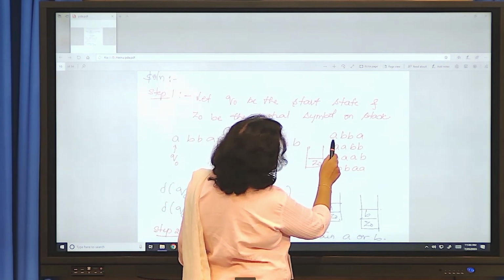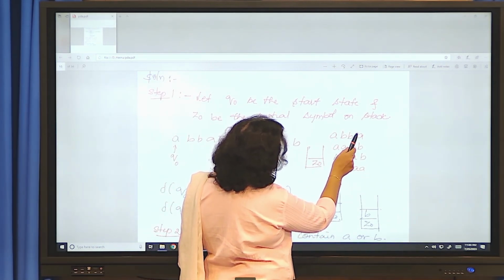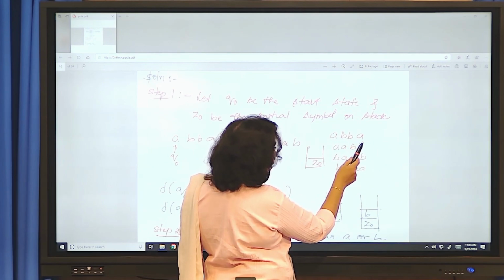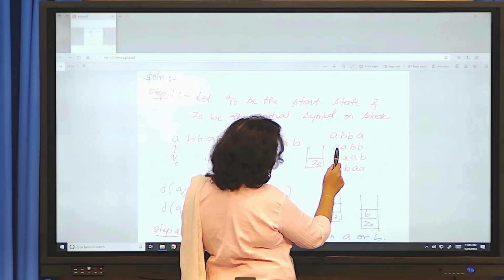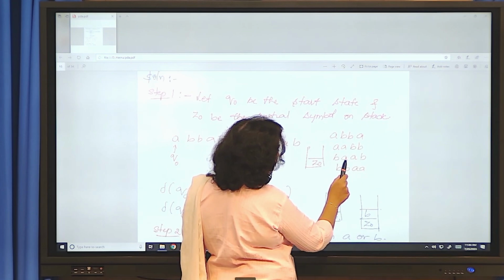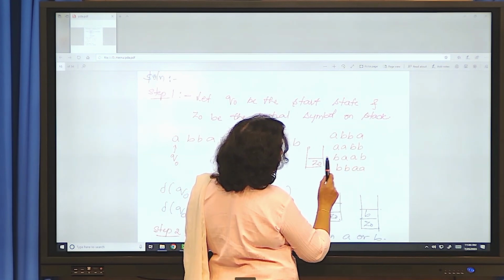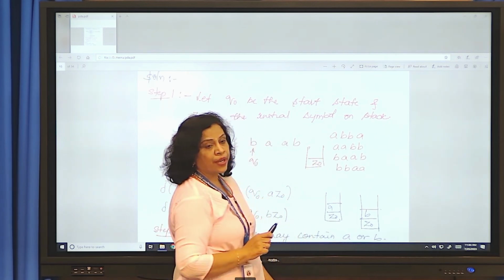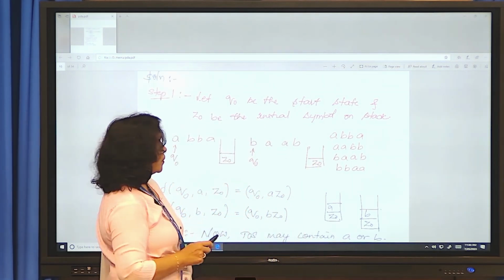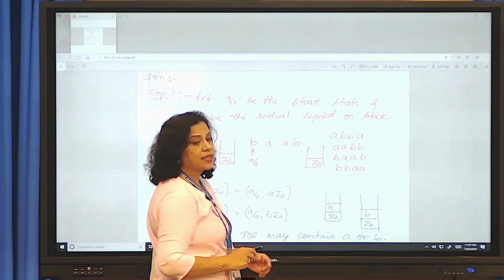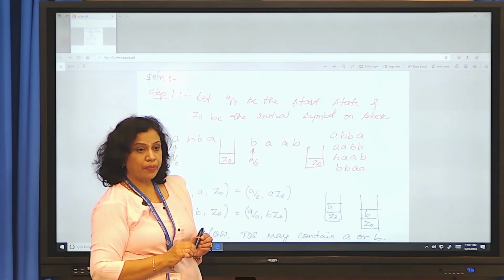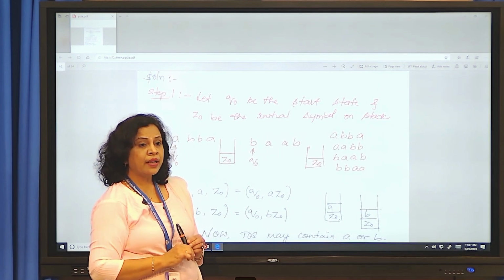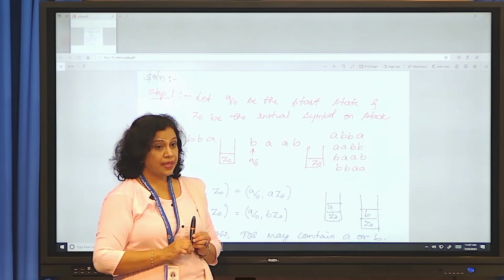See, the strings can be like this: a b b a. There are two a's and two b's, and those can come in any order: a b b a, b a b a, b b a a, and so on. In the first two cases, the string is starting with a. In the second two cases, the string is starting with b. So before we write the transitions, we should understand how we can do the design.